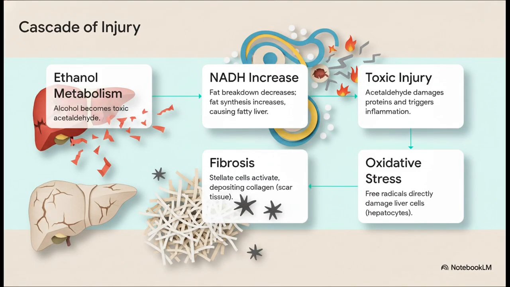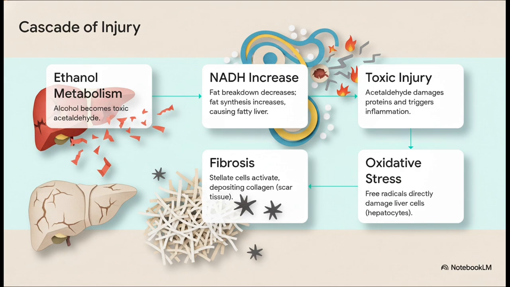So it all kicks off with how your body metabolizes alcohol. Ethanol gets converted into a really nasty compound called acetaldehyde. It's super toxic. At the same time, this whole process cranks up the levels of a molecule called NADH. And here's where it gets interesting. All that extra NADH basically tells the liver, hey, stop burning fat and start making more of it. And boom, you've got fatty liver, stage 1.